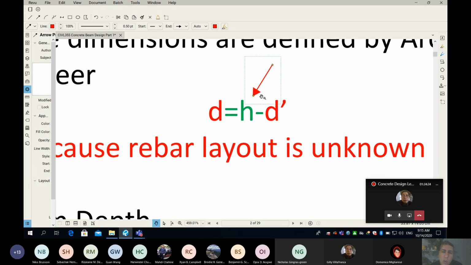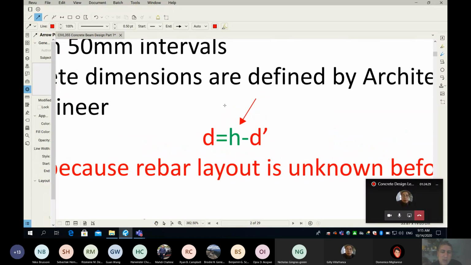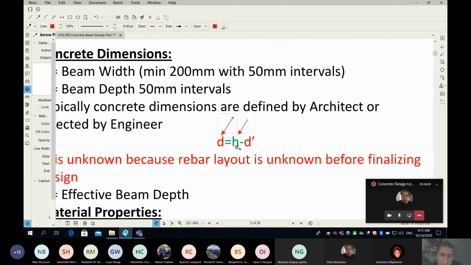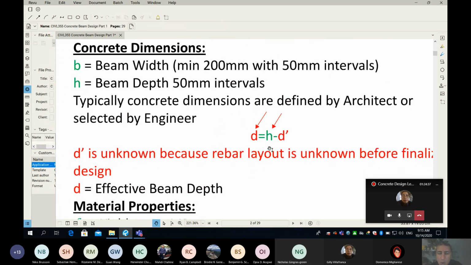So let me ask you, why do I say that D is unknown? Anyone following? The H, the height of the beam, will be either given by the architect or estimated by the engineer, the designer. So green means known. So why did I rewrite this one? I said the effective depth is unknown. Any help?